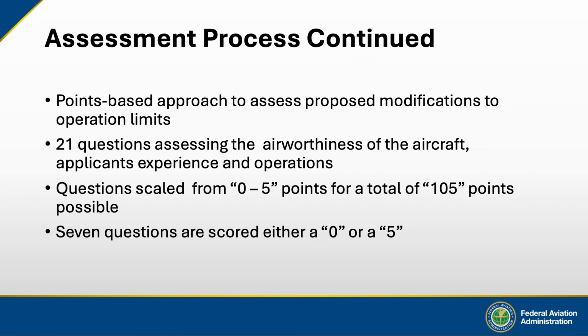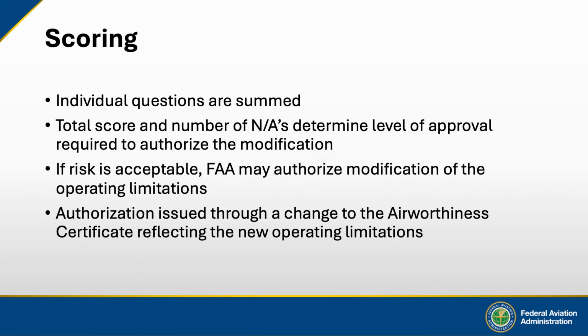The questionnaire incorporates a points-based approach to assess the risks associated with the proposed modifications. There are 21 questions on the risk assessment worksheet that assess the airworthiness of the aircraft, the applicant's experience, and operations. Each question is given a score on a scale of 0 to 5 points, for a total of 105 points possible. Seven questions are scored either a 0 or a 5. After completing the questions independently using the applicant's provided information, the individual questions are summed.